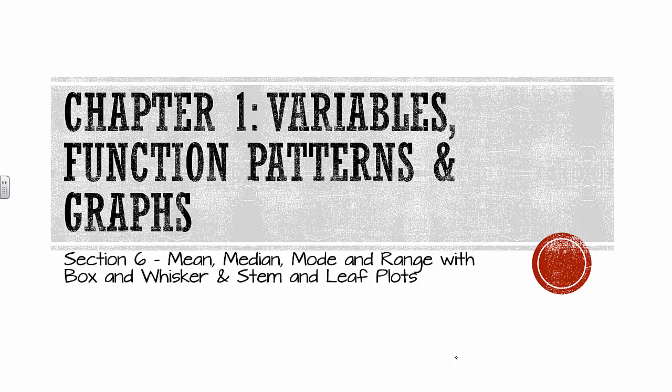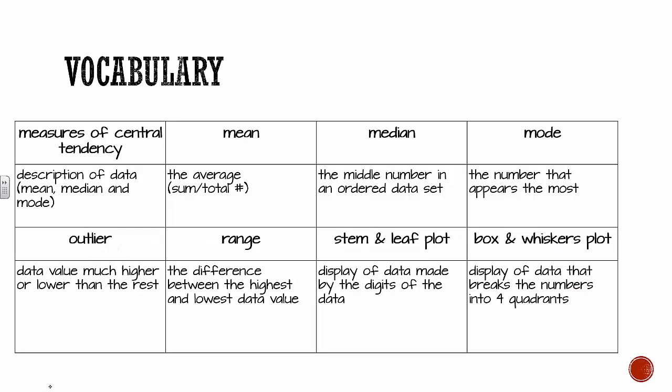Chapter 1, Section 6 is about finding mean, median, mode, and range, and then translating that into box and whisker and stem and leaf plots. Bunch of vocab.